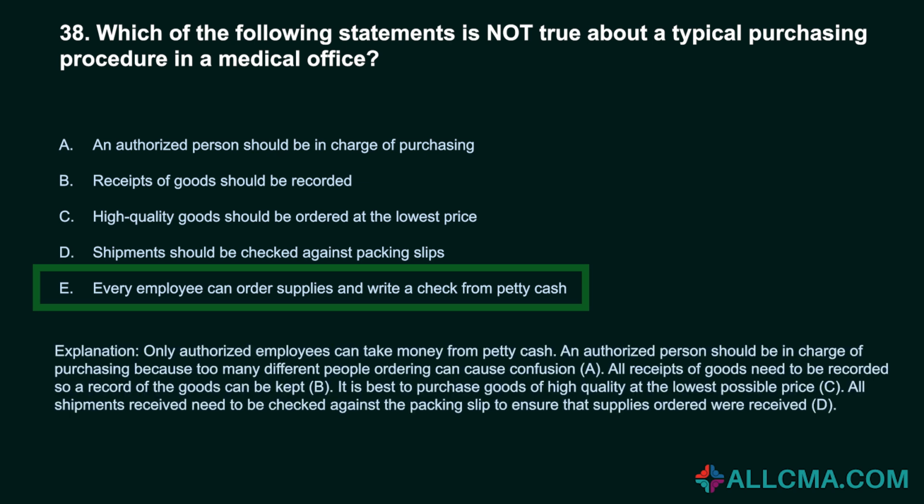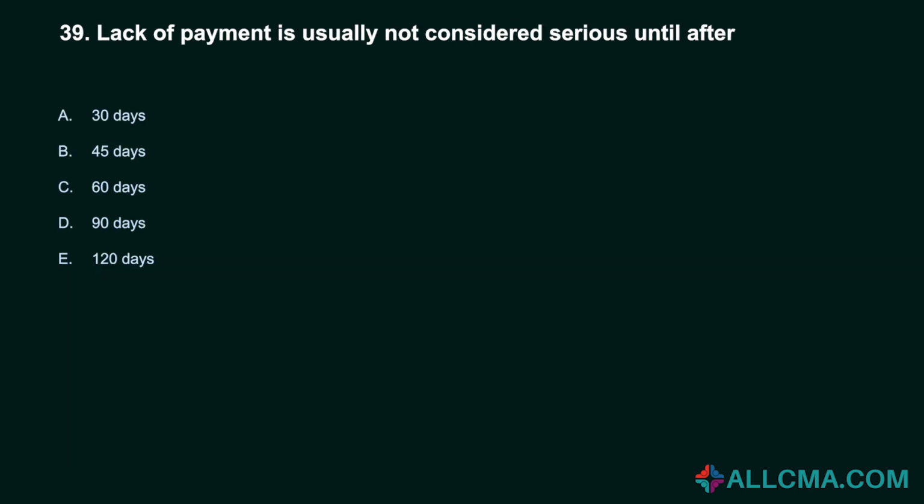Only authorized employees can take money from petty cash. An authorized person should be in charge of purchasing because too many different people ordering can cause confusion, A. All receipts of goods need to be recorded so a record of the goods can be kept, B. It is best to purchase goods of high quality at the lowest possible price, C. All shipments received need to be checked against the packing slip to ensure that supplies ordered were received, D.